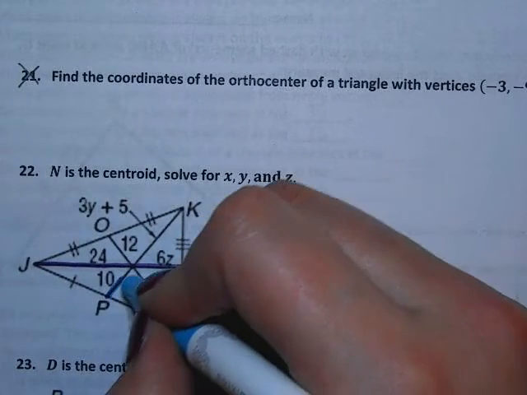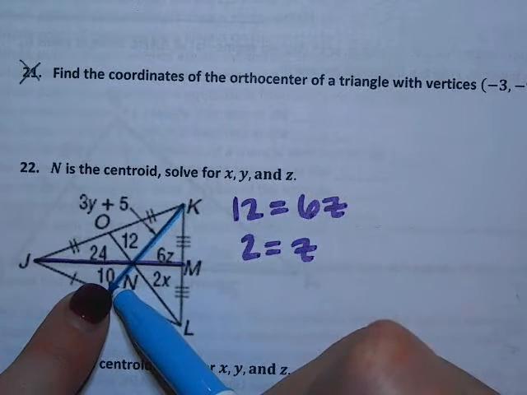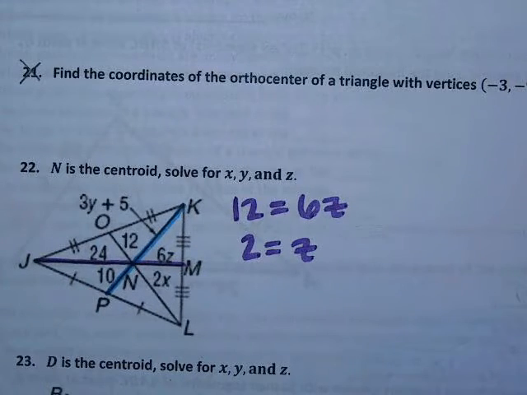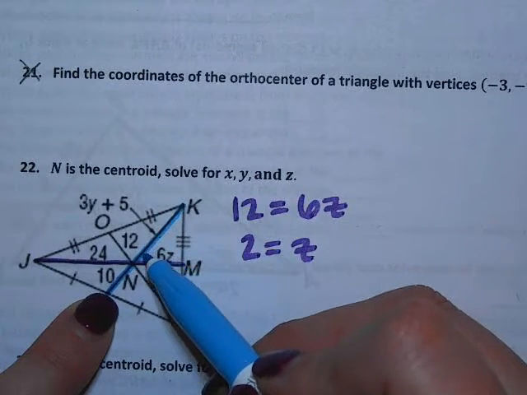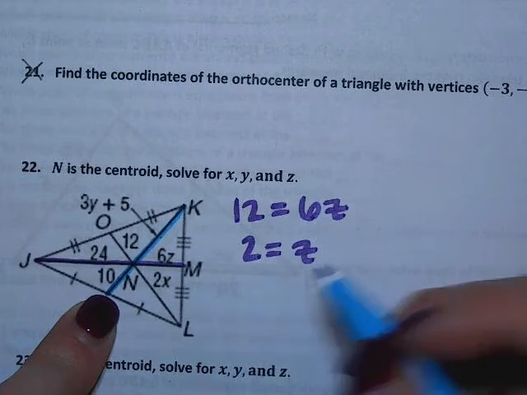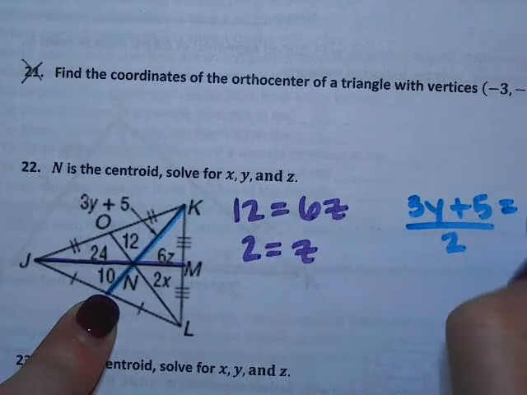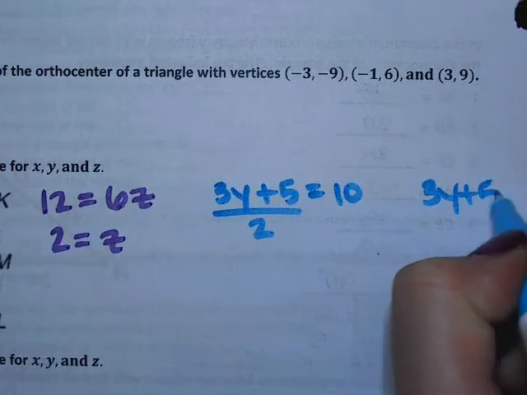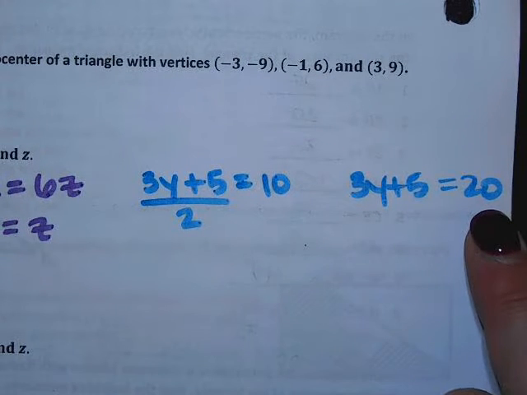Then we've got this one. So the short side is a length of 10. The long side is a length of 3y plus 5. Are they equal? Okay. So you have two options. You can do 3y plus 5 divided by 2 equals 10. That's one option. Or you could say 3y plus 5 equals 20, and just say the longer side, so I'm going to double the short side. So it's the same thing. It accomplishes the same purpose.